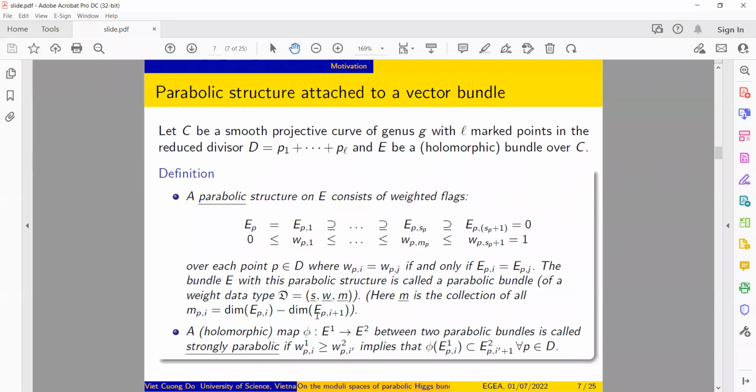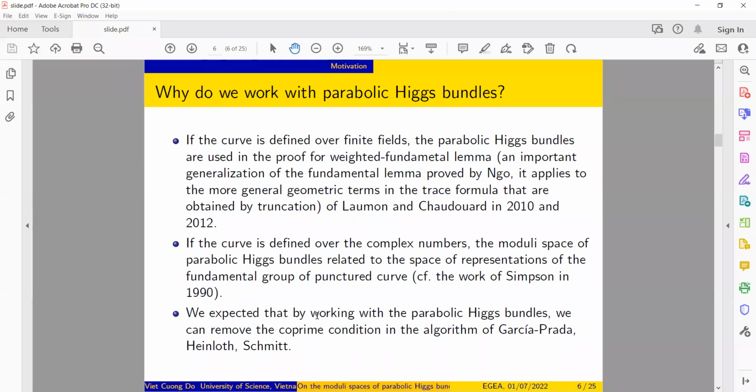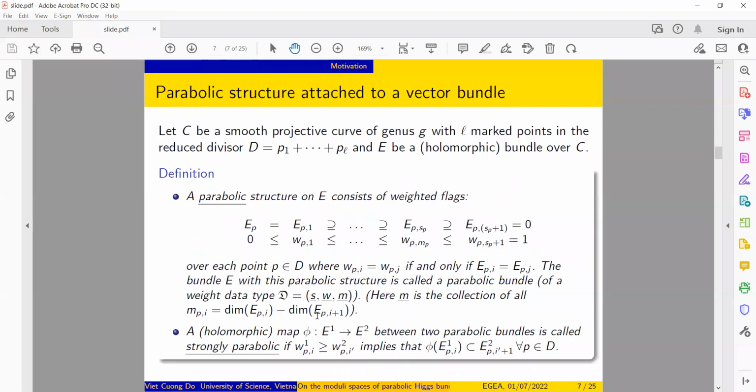Okay, so I will come to the next slide to give you the definition of a parabolic structure on a vector bundle and what a parabolic Higgs bundle is. So now we fix a smooth projective curve, and on the curve I mark some points P1 to PL, and I take E to be a holomorphic bundle over C. So what is a parabolic structure?